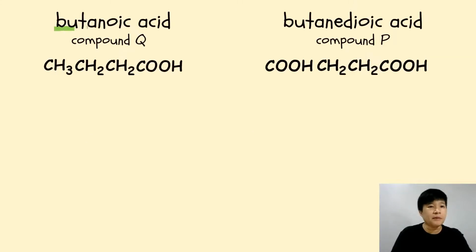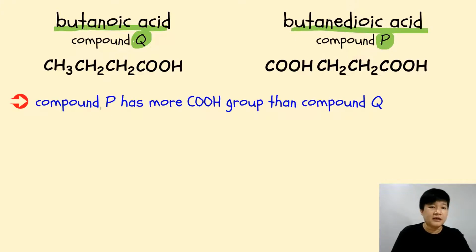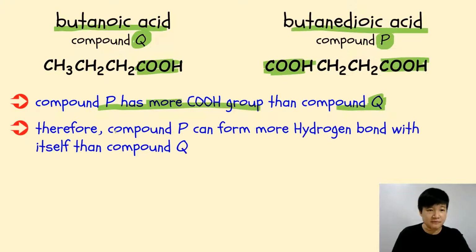Let's look at the sample answer that I can give to you. I name my butanoic acid as my compound Q. And I name my butanedioic acid as my compound P. And the first point that you should mention will be the number of COOH groups in your P is more than your Q. Your P has 2 COOH, while your Q has only 1 COOH. Next, you mention your compound P therefore can form more hydrogen bonds with itself than the compound Q.